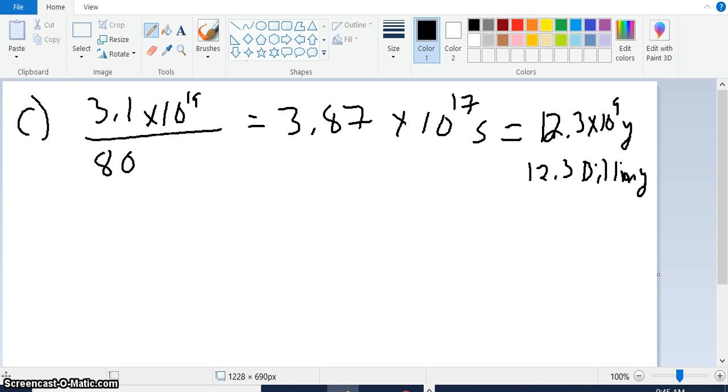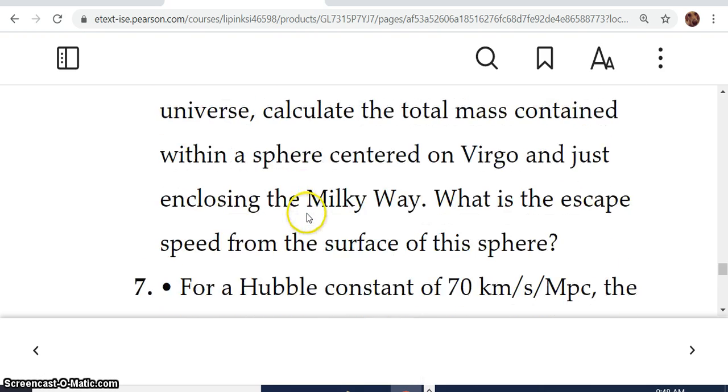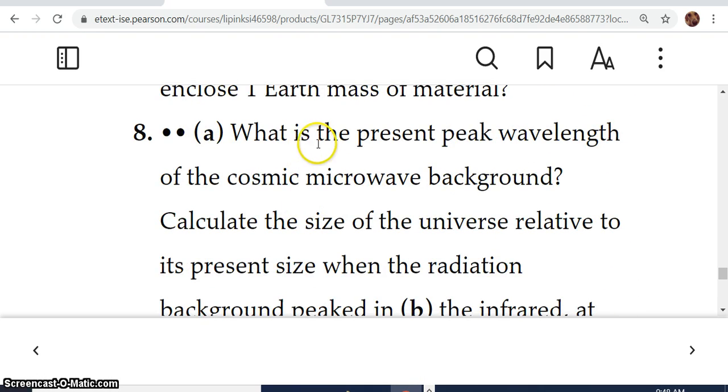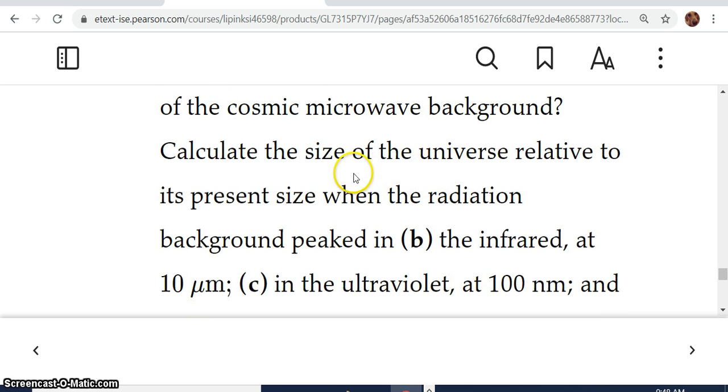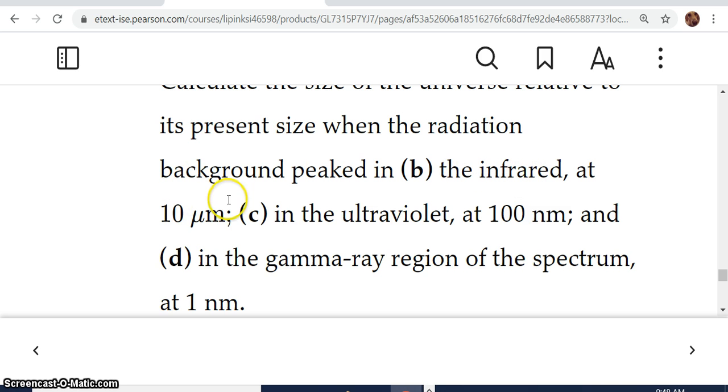The last problem, number 8. So in number 8, we have, actually, let me pause it. All right, so here's number 8. Let's look at that real quick. This is the last problem. So what's the present peak wavelength of the cosmic microwave background radiation? Calculate the size of the universe relative to the present size when the radiation was in the infrared at 10 micrometers, ultraviolet 100 nanometers, and gamma 1 nanometer.